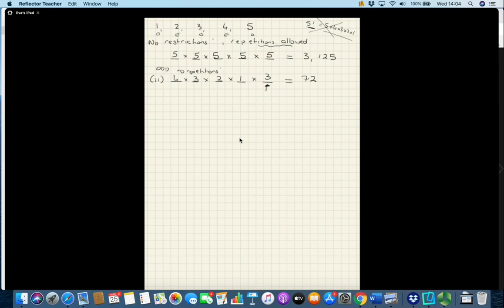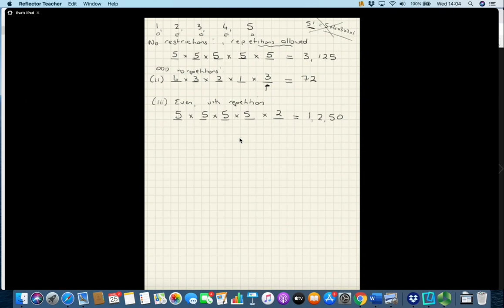Okay. Part 3. The number is even with repetition. So again, a 5-digit number, 1, 2, 3, 4 and 5. Being even, I only have 2 options for the end, but I can use all 5 numbers in each of the other places, because I'm allowed repetition. So 1250.